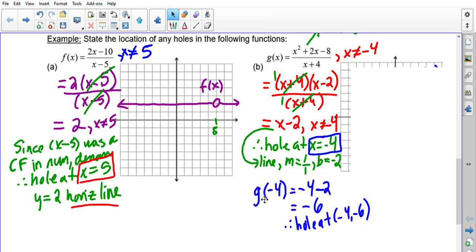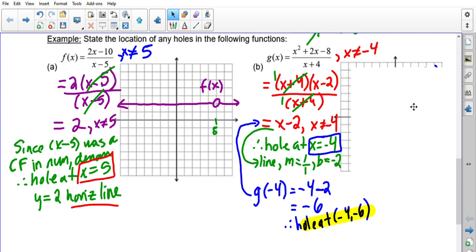So I did g at -4. And remember, here we outline here for you, you're always going to the simplified version. Okay, so you're not going to the top one. That will produce 0 over 0. You have to go to the simplified one. And we get that there's a y value of -6. So I just found out that there is a hole at -4 and -6.